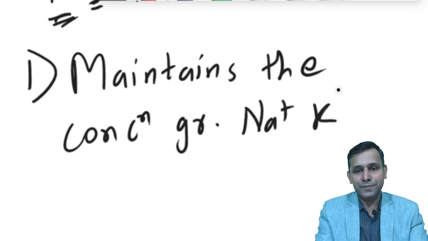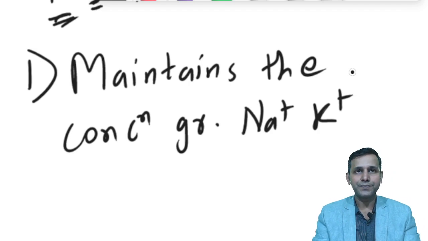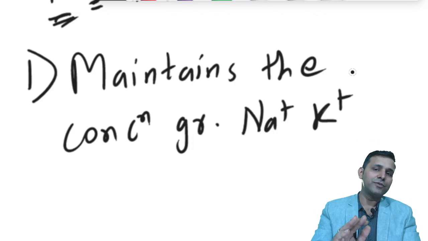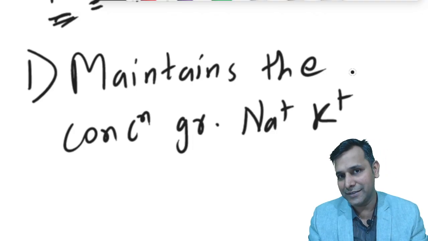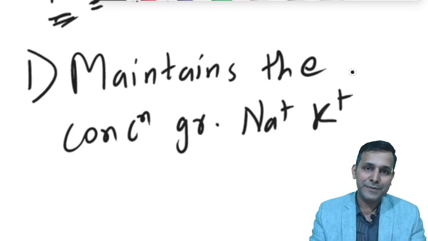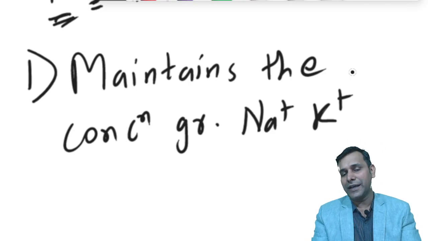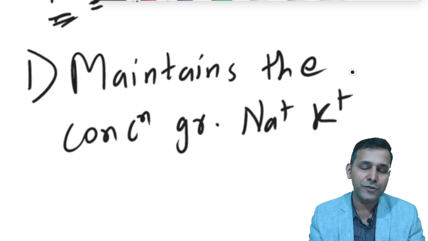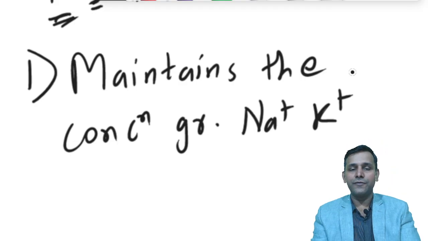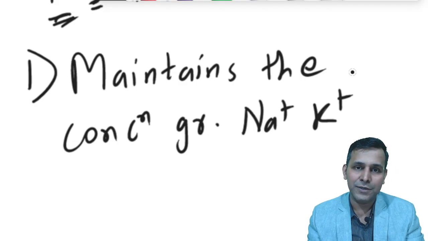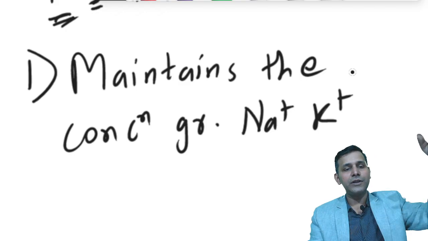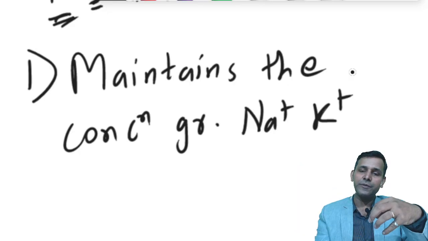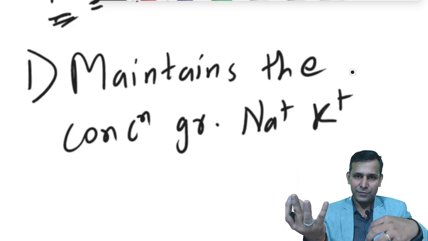Let us assume that this pump does not exist. So what will happen? If this pump does not exist, we will only have diffusion possible for sodium and potassium ions. If there is only diffusion, sodium will keep on diffusing from outside to inside, and potassium will keep on diffusing from inside to outside, right?